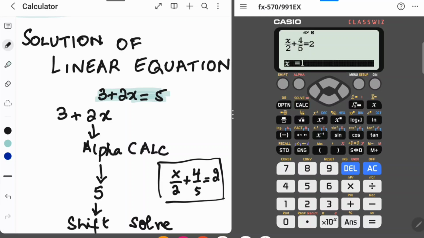It will give you the previous answer, and then you just press equal. It's giving you 2.4. So 2.4 is the accurate answer for this question. Alright. So just check this answer to see whether we are doing it correctly or not. In place of x I am putting 2.4. So that is 2.4 upon 2 in the main equation, and then plus 4 upon 5, and then equals to 2. You can see that it's verified.